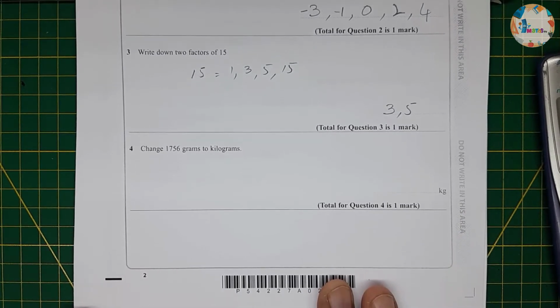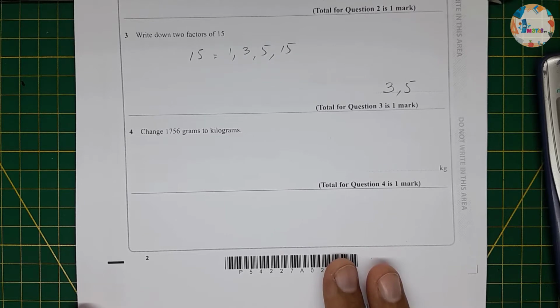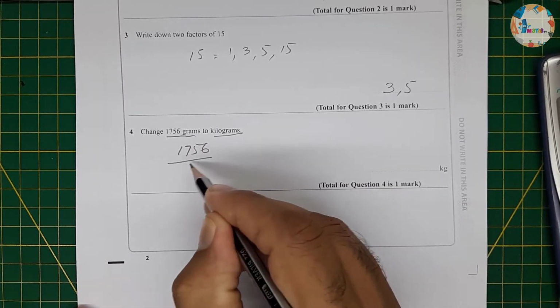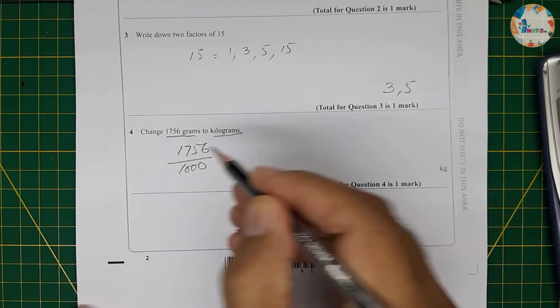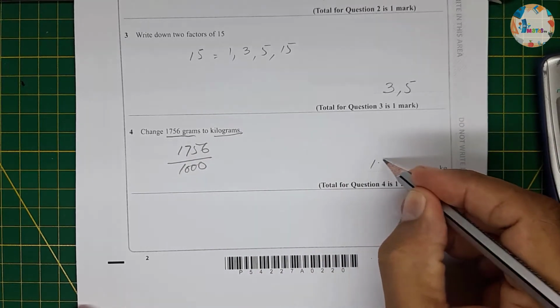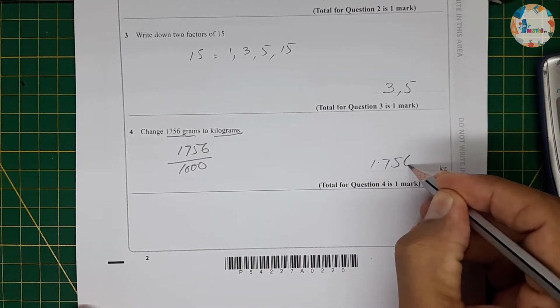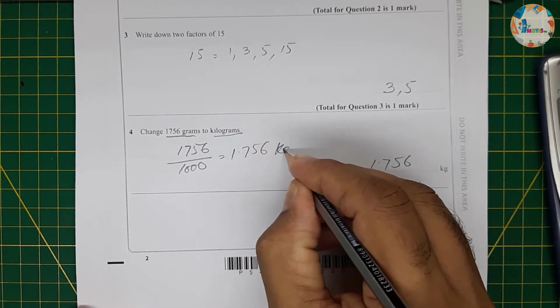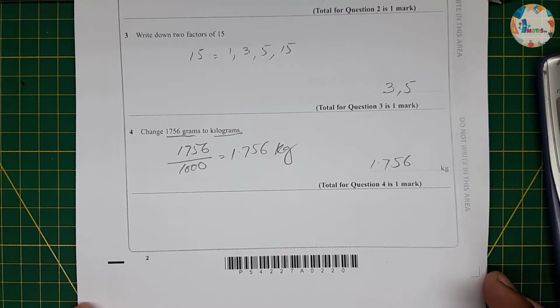Question number 4. Change 1756 grams into kilograms. There are 1000 grams in 1 kilogram, so 1756 will be divided by 1000 and we will get 1.756 kilograms. So 1.756 kilograms will be our answer.